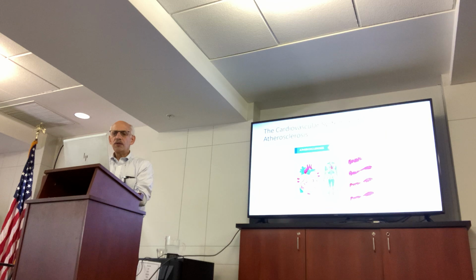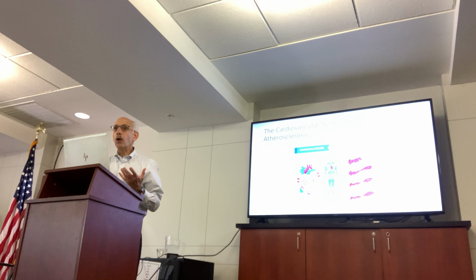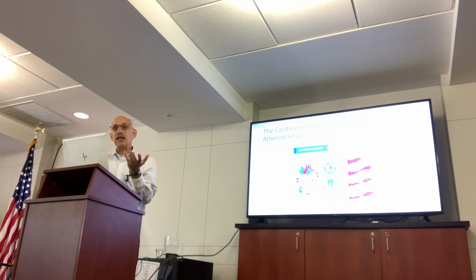Well, shown here on this slide in the middle is a human body. Let me see if I have a pointer. There we go. That illustrates the cardiovascular system. And of course, as you know, it consists of the heart and all of the blood vessels that come out of the heart, called the arteries, and then the blood vessels that return blood to the heart, called the veins.